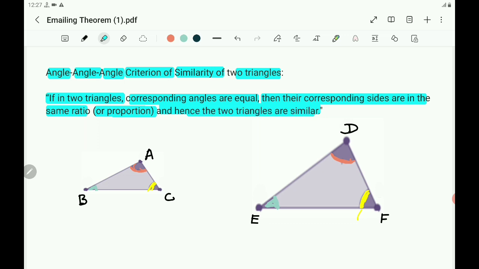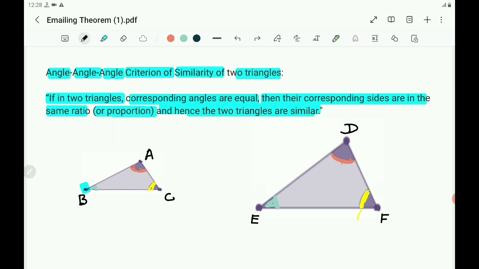Now let us prove this theorem. For that we need this sketch. Draw triangle ABC and triangle DEF in such a way that angle A equals angle D, angle B equals angle E, and angle C equals angle F. That is the given.